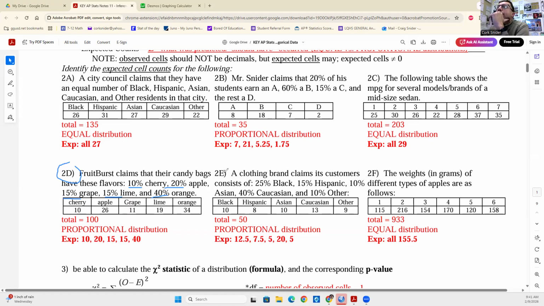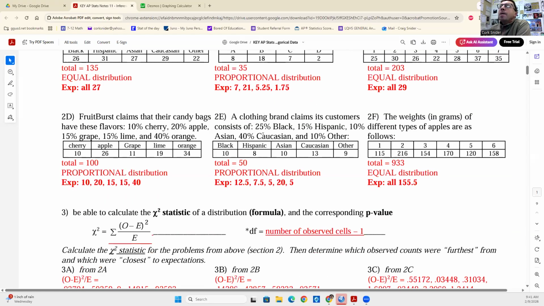And then E is also proportional. You got to multiply the total by this, okay? And then F looks like it's an equal distribution, but there's no other information to go off of, so it's equal, okay? So step 1 in the math is to get the expected counts, okay? So take the time, pause the video, and work on all these and make sure you understand it with the answer key, okay?